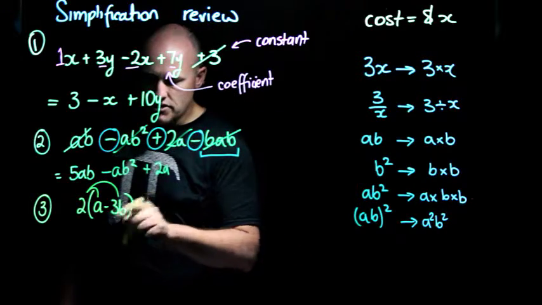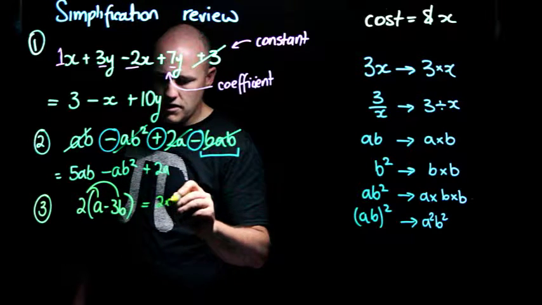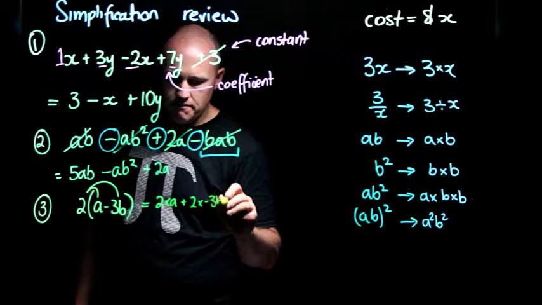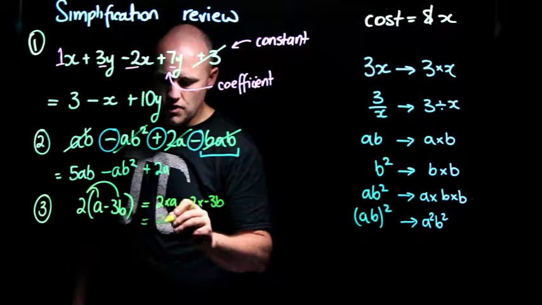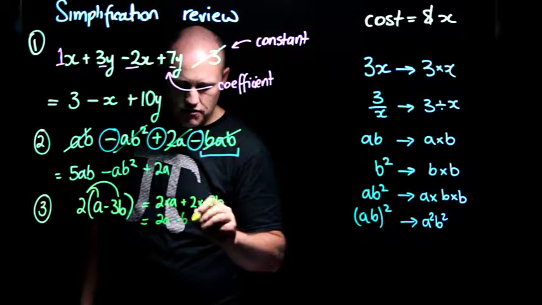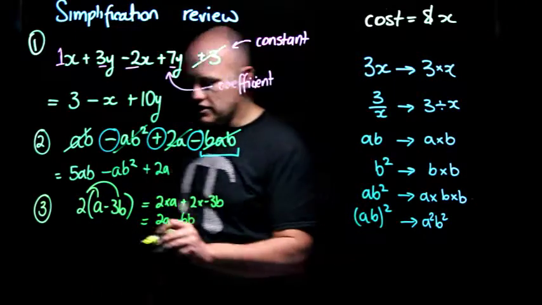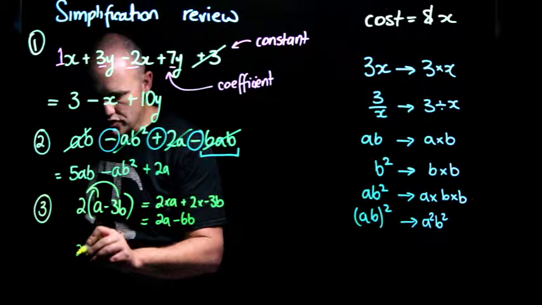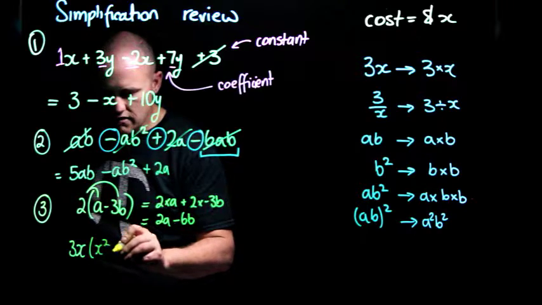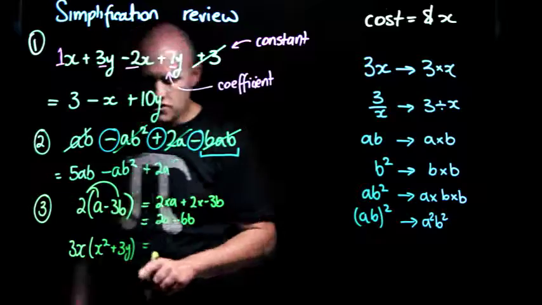The distributive law means that we just do 2 times this and 2 times that, which gives us 2 times a plus 2 times negative 3b, and that's equal to 2a, and then 2 times negative 3 is negative 6, and we've just got a b there. There's my full expansion. And the second example, just to make it a little bit harder, we'll say 3x times x squared plus 3y. Okay, so I've just got pluses here.